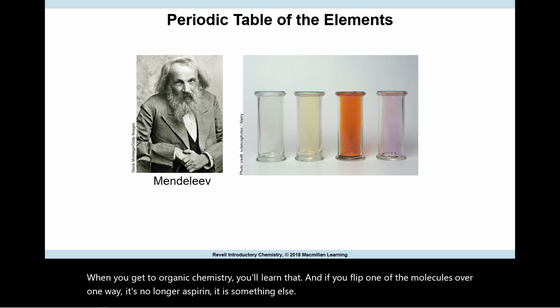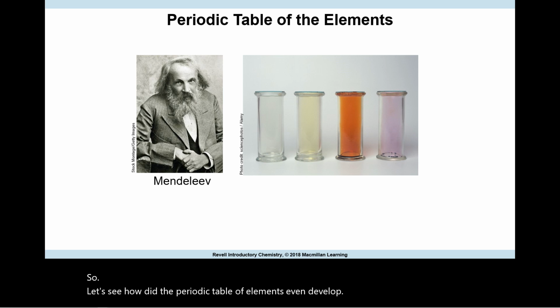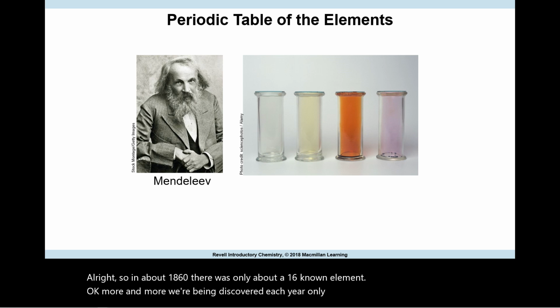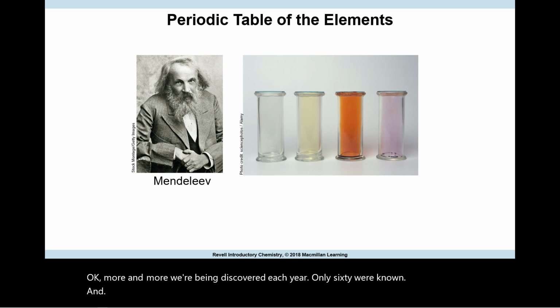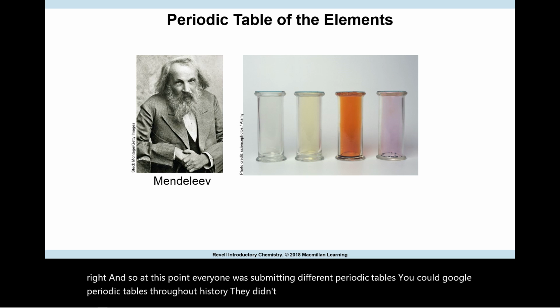Okay. So let's see, how did the periodic table of elements even develop? In about 1860, there were only about 60 known elements. More and more were being discovered each year. The scientists would make races of who could develop the best periodic table, right? At this point, everyone was submitting different periodic tables. You could Google periodic tables throughout history. They didn't look like our common periodic table.